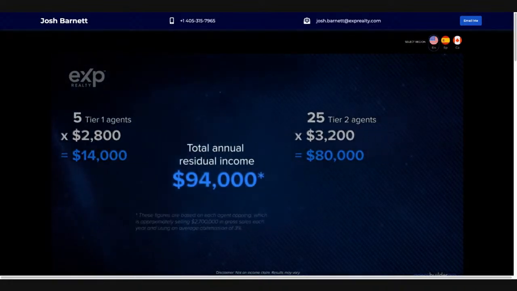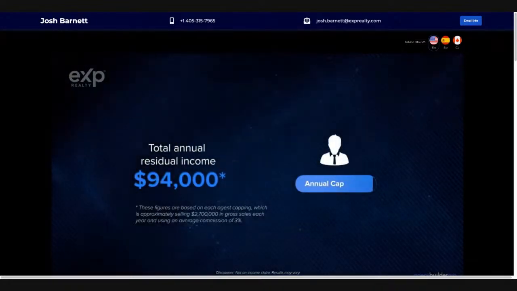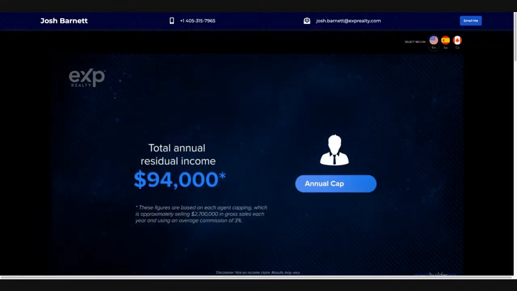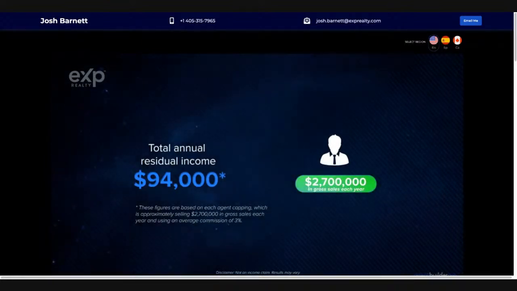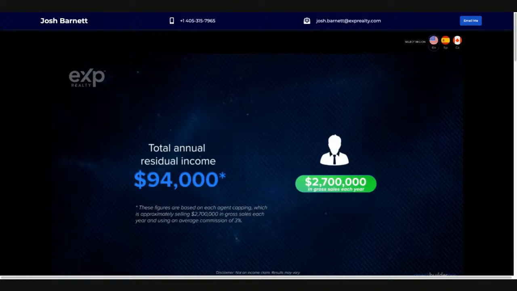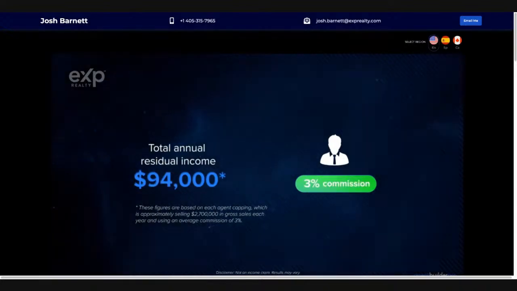But note that these figures are based on each one of these agents capping, which is approximately selling $2.7 million of real estate per year, with an average commission of 3%. You can speak to an eXp agent or staff member for further explanation.